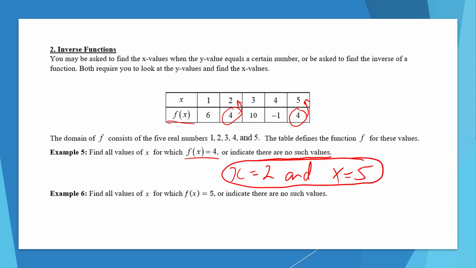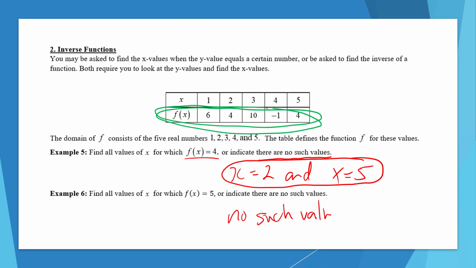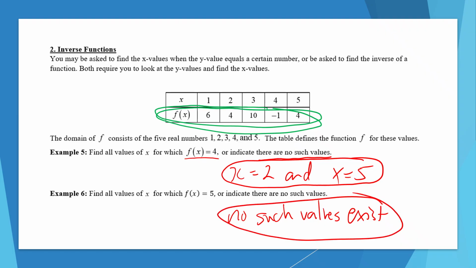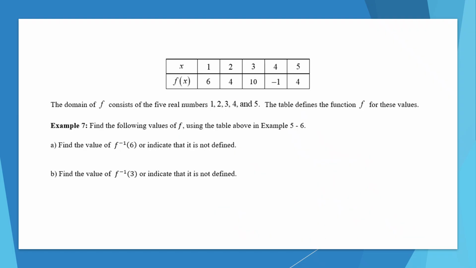Number 6, find the values for which f of x equals 5. Here, though, if I look at f of x, I don't see any time where this is equal to 5, so I'm going to put no such values exist. And that would be enough to get full credit there.